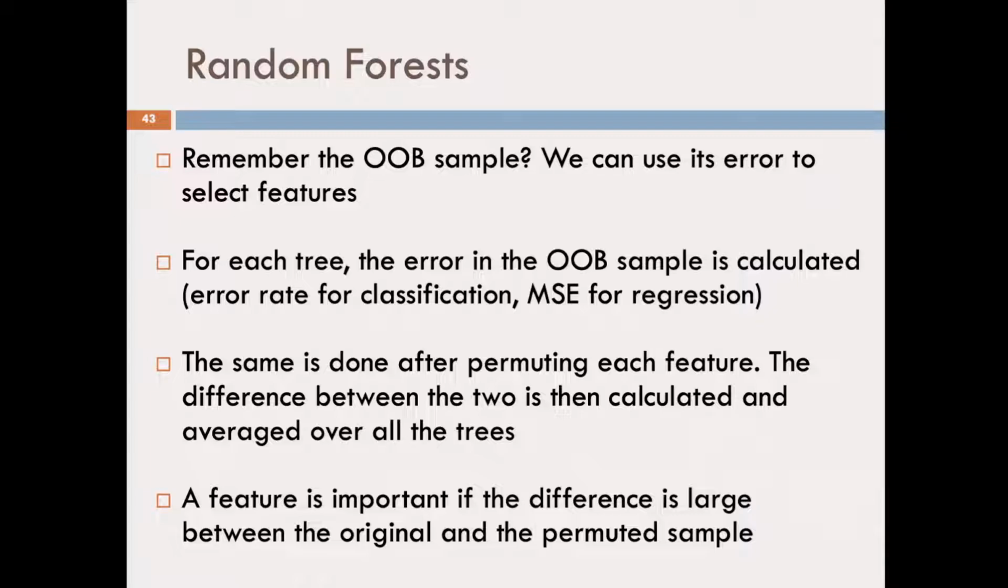And remember the out-of-bag sample that I told you about, we can use the error in this out-of-bag sample to select features. For each tree, we calculate the error in the out-of-bag sample. This we call the error rate for classification or mean squared error for regression. And then we do the same again. We calculate the error, but after permuting each feature. The difference between the two is then calculated and averaged over all trees. Then a feature is important if the difference is large between the original and the permuted sample.